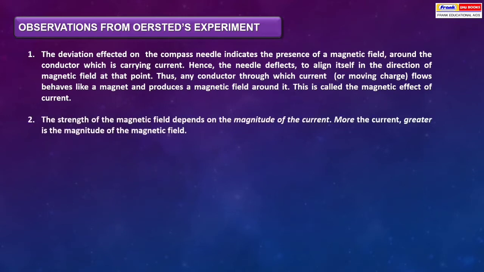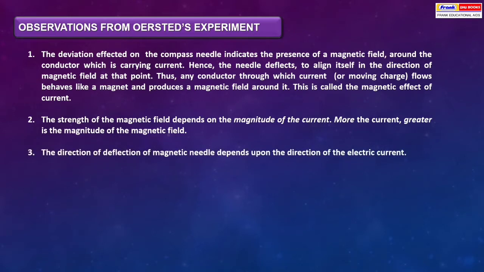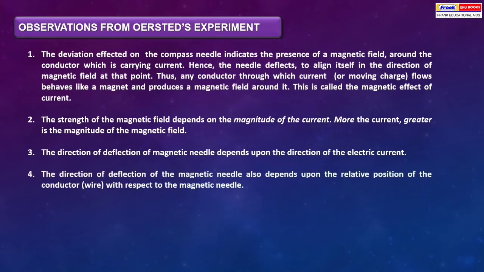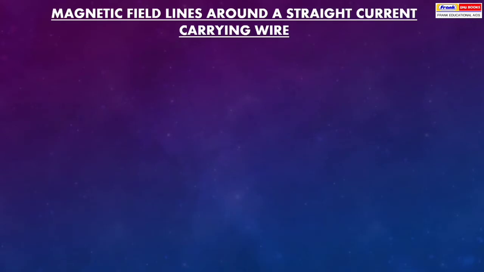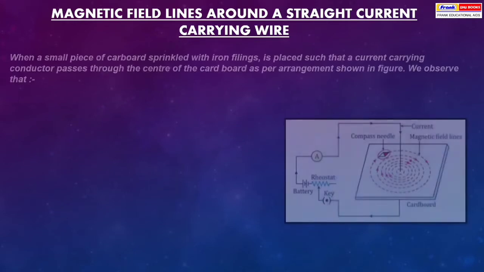The strength of the magnetic field depends on the magnitude of the current. The more the current, the greater is the magnitude of the magnetic field. The direction of deflection of the magnetic needle depends upon the direction of the electric current. It also depends upon the relative position of the conductor wire with respect to the magnetic needle. Inference: a current or moving charge produces a magnetic field around it. This is called the magnetic effect of current. The strength of the magnetic field depends on the magnitude of current and its direction depends upon the direction of the current. Magnetic field lines around a straight current carrying conductor or wire.